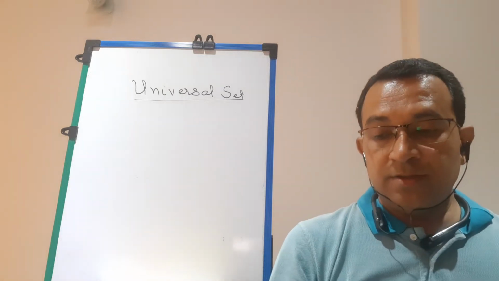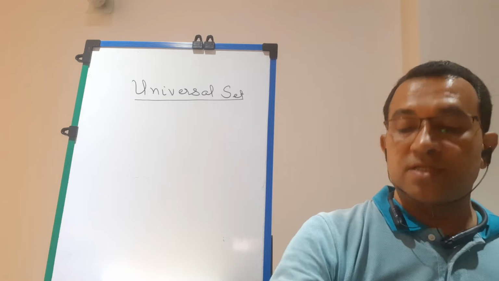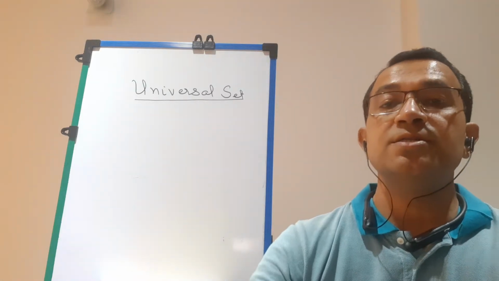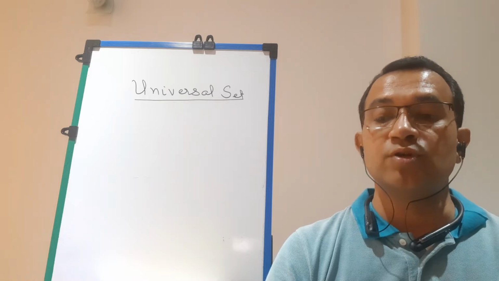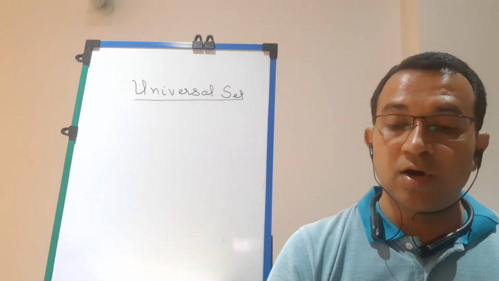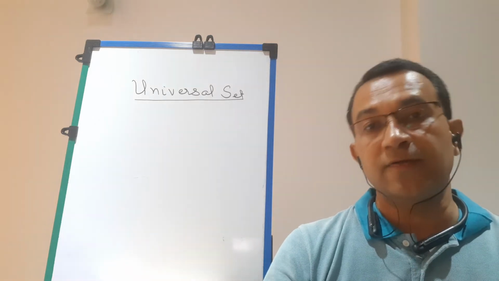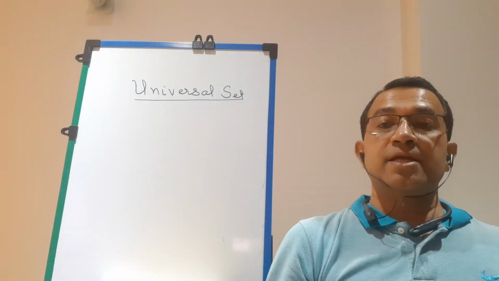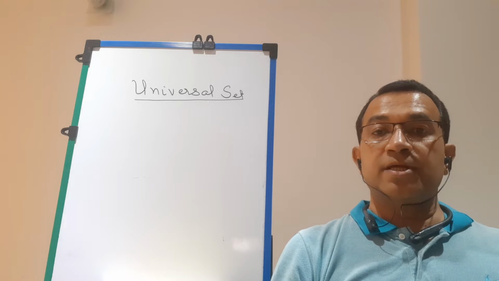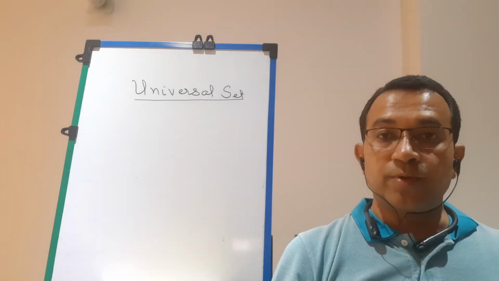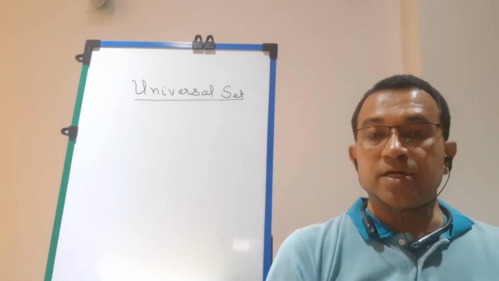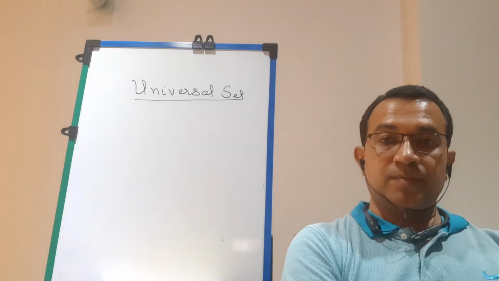So students, basically universal set is the reference set which is used in the set theory, and with respect to universal set, students, all the other sets are defined. Now students, the next topic. The next topic is of set operations, and before set operations, students, we have to study Venn diagram.